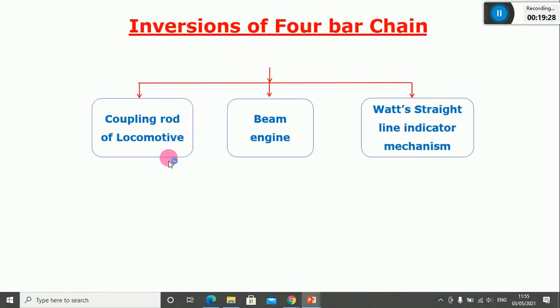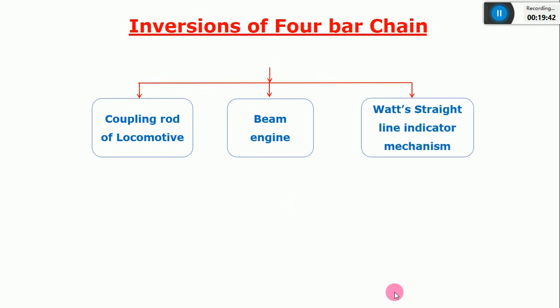Okay, please write down this, because I'll get at least a definite question on this 4-bar chain or single slider chain on the inversion only. One question is fixed on the inversions. Inversions of a 4-bar chain: these three will come under the first inversion, meaning three examples of first inversion. With the first inversion, the frame is fixed.